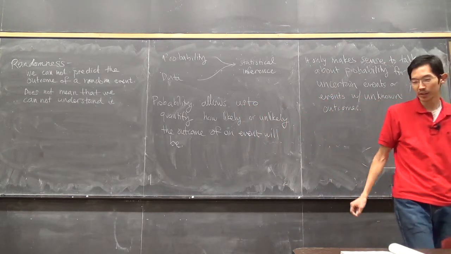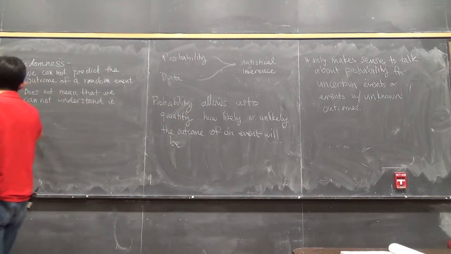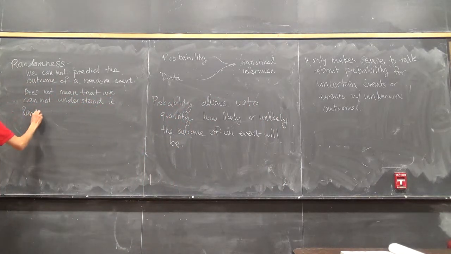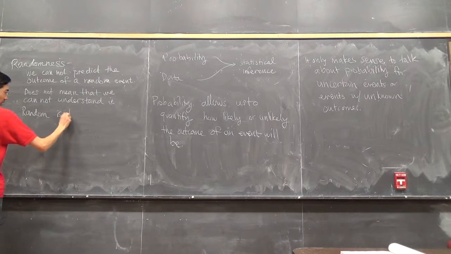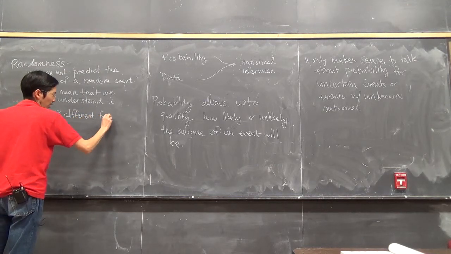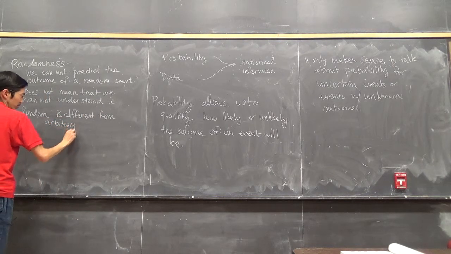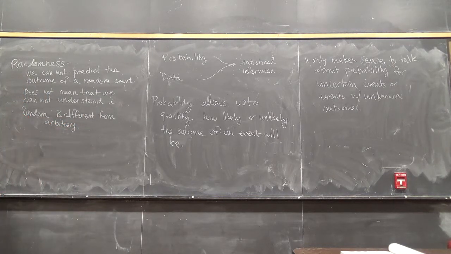Also, random is different from arbitrary. Okay. And when we're talking about random events, these random events can be described using the rules of probability. Okay.